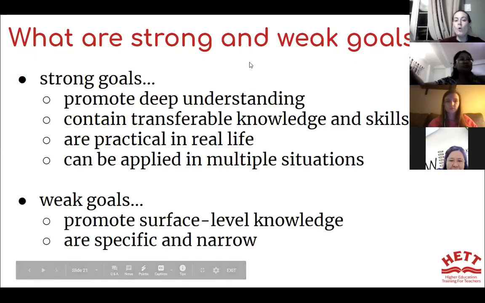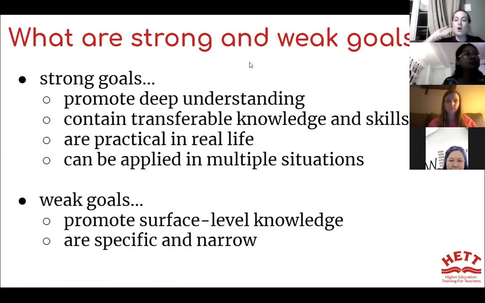So when you're looking at your whole course, a strong goal will promote deep understanding. It's not just surface level, it's critical thinking skills, and it contains transferable knowledge and skills. They're practical in real life, they can be applied in multiple situations. A weak goal is just surface level knowledge, and it's too specific or narrow for a whole program or course.